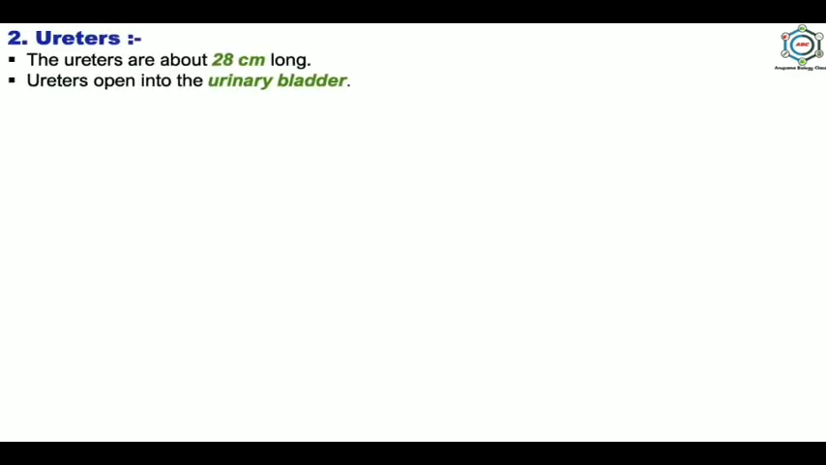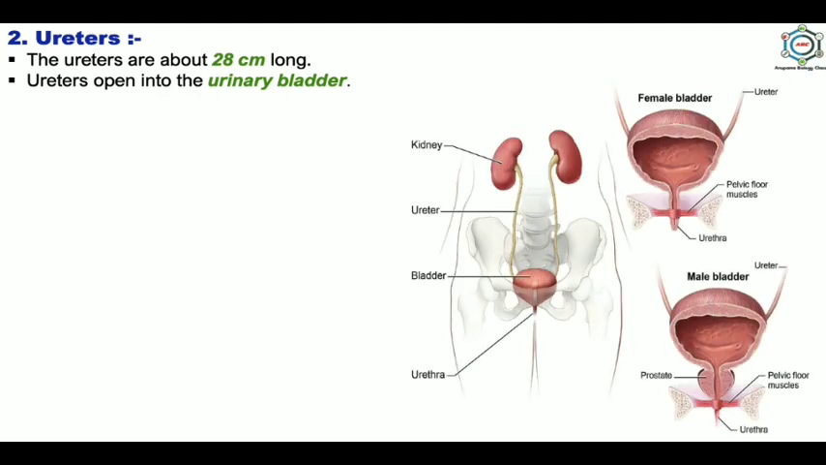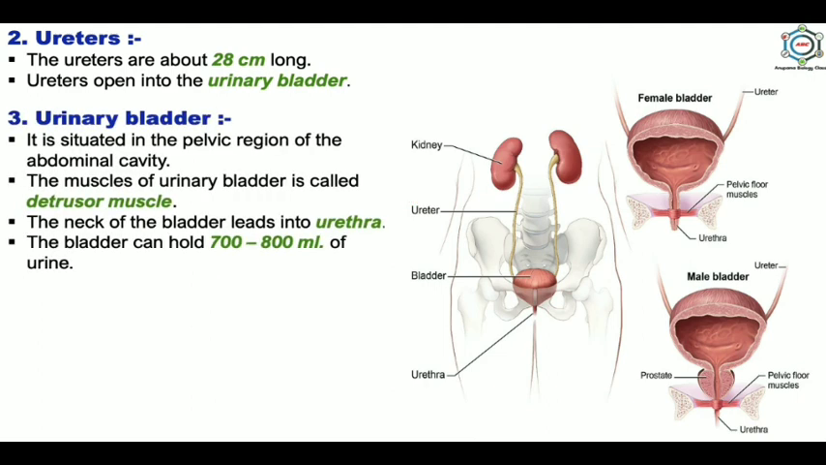After that, the ureters. The ureters are about 28 centimeters long. Ureters open into the urinary bladder. You can see in the picture, the ureters arise from the hilum of each kidney. This is the structure of the kidney, and from the hilum the ureter arises, which is in a pair. And this ureter opens into the urinary bladder, which is present in the front body wall. This is the urinary bladder.